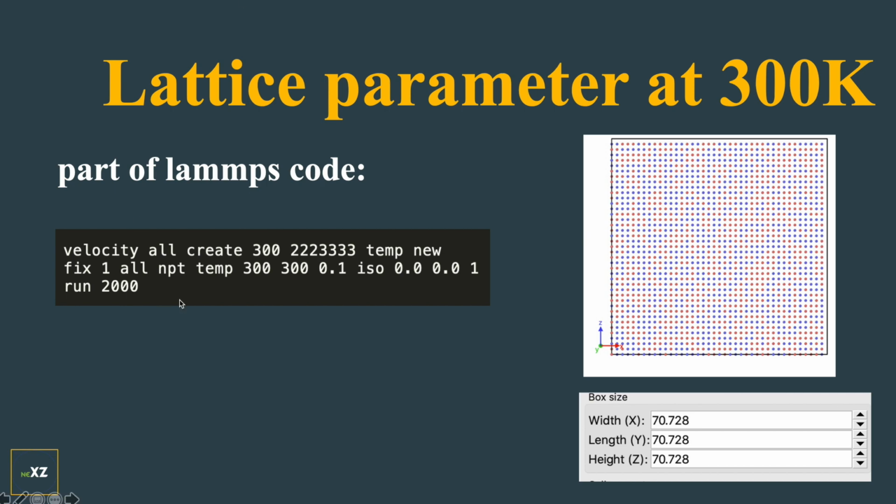The initial and the final temperature I am giving is 300 Kelvin, and the damping value of 0.1 means I am not allowing the temperature to change much. Now this iso means the pressure that you're giving. The initial pressure and the final pressure are 0, and this is the damping factor, which controls how you want the pressure to change from the initial to the final. If the pressure is always 0, then you need not worry about the damping factor of the pressure. Now I am using the run command to run my simulation.